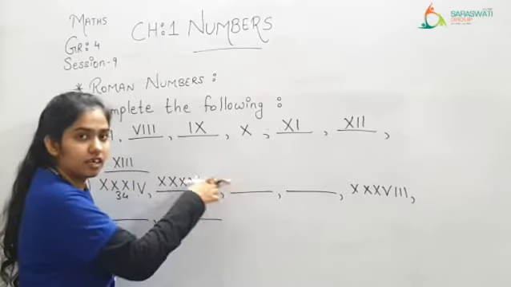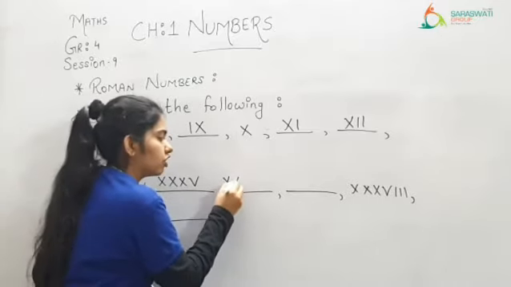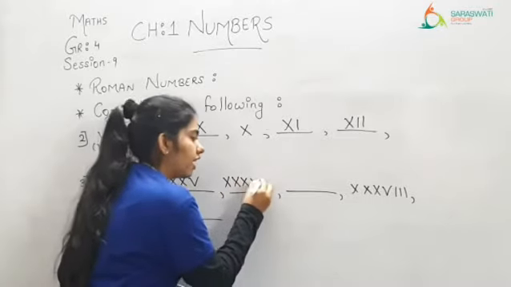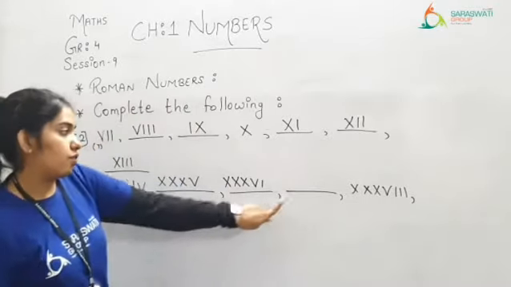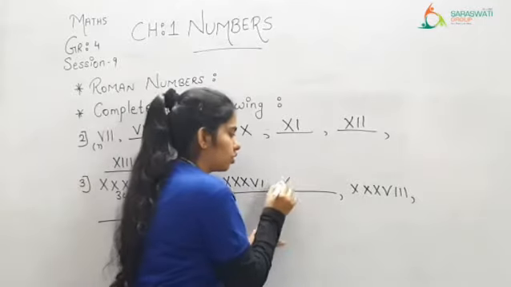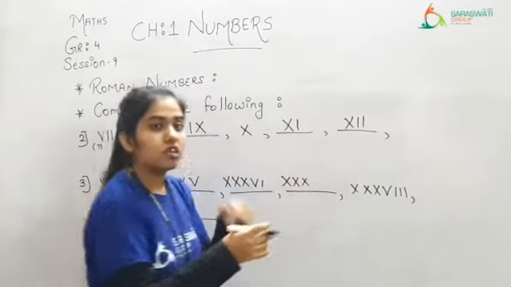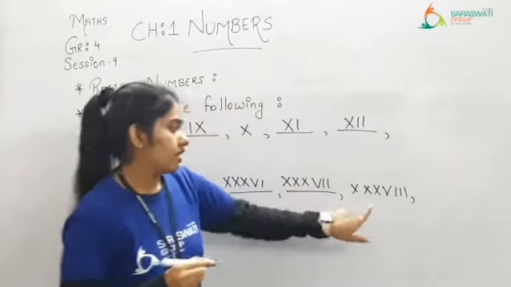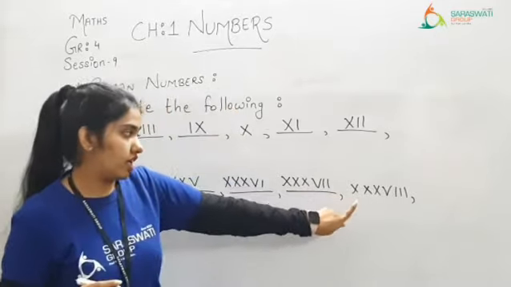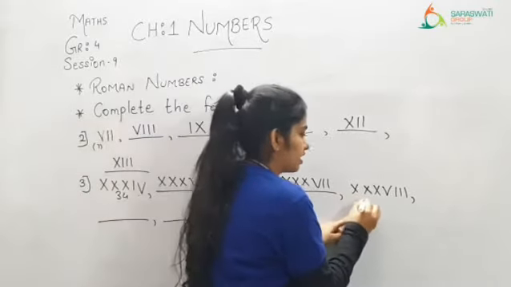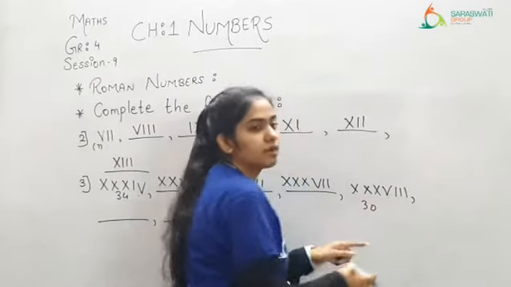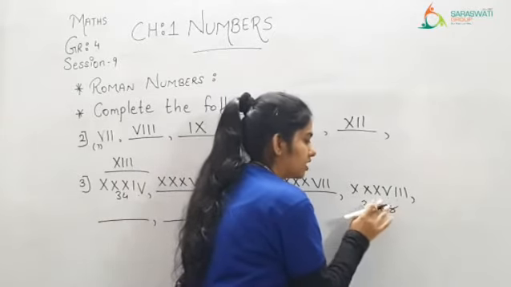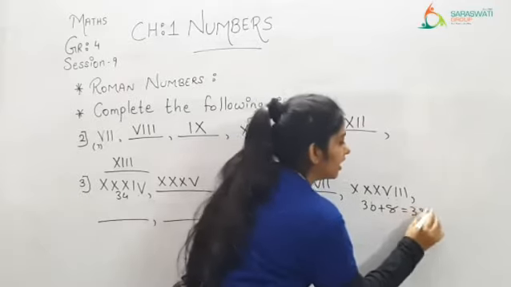Then over here 36. So for 3 we write 3 times X, and the value of 6 is V and I. Now 37: 3 times X and the value of 7 is V and 2 times I. And over here 38 is already given. We can see 3 times X, that is 30, and V and 3 times I, that is 8. So 30 plus 8 equals 38.